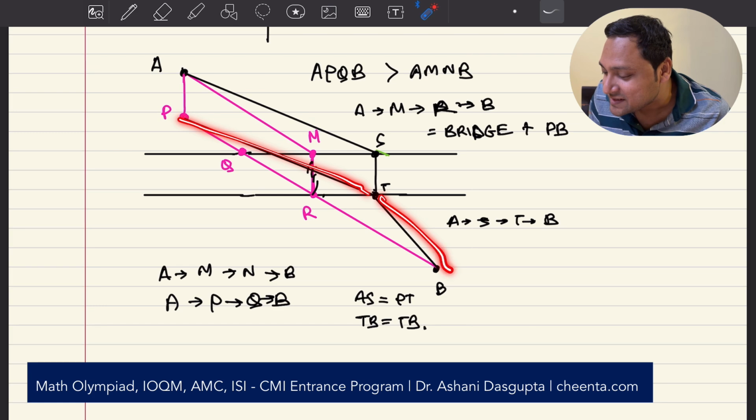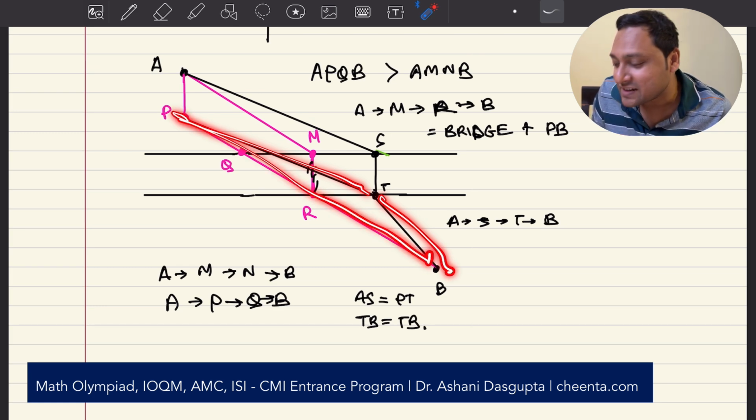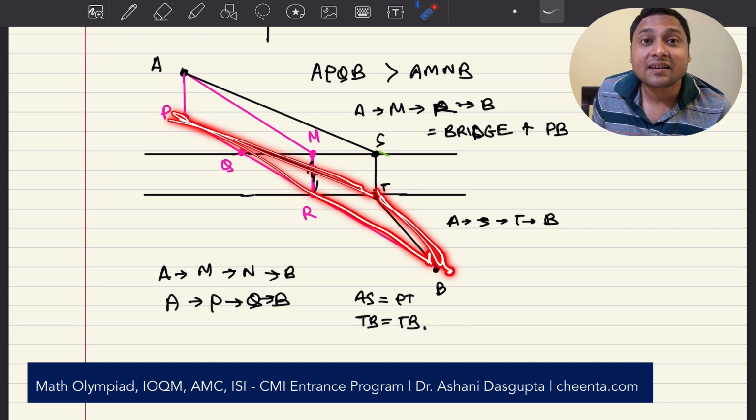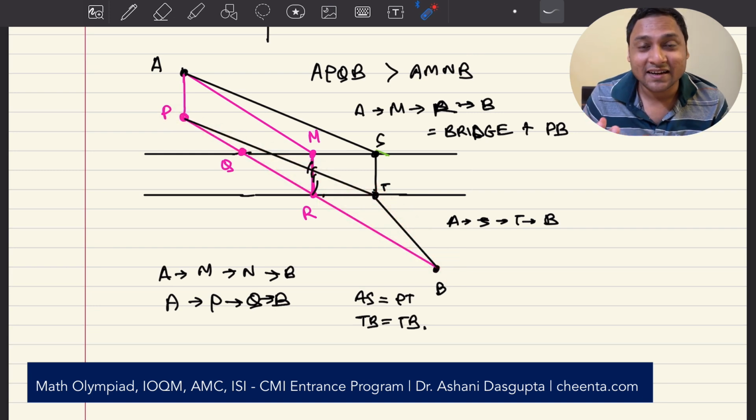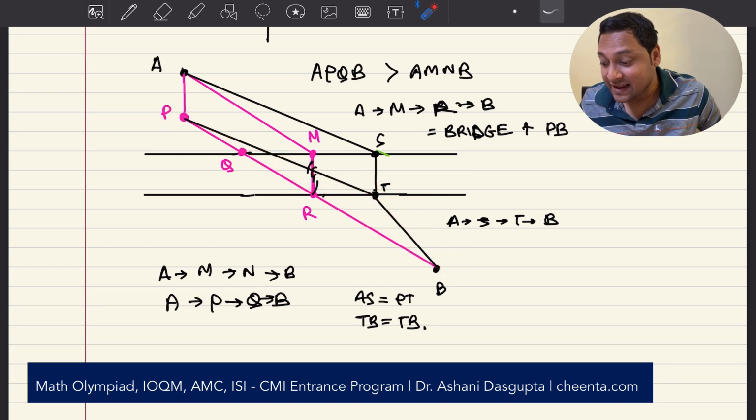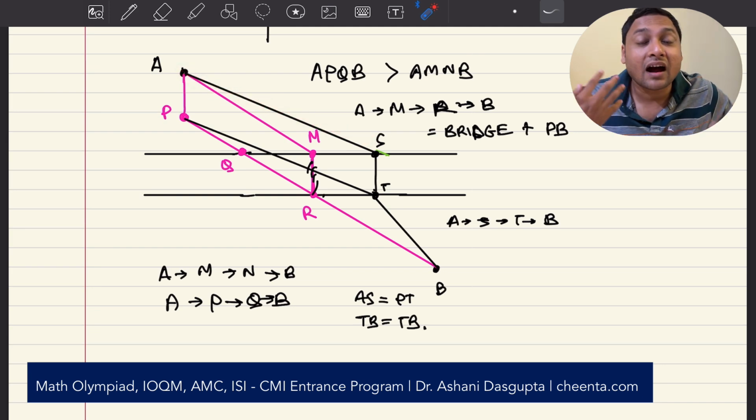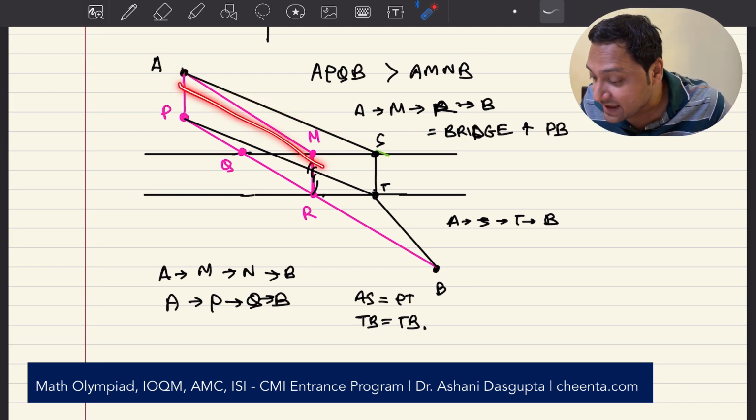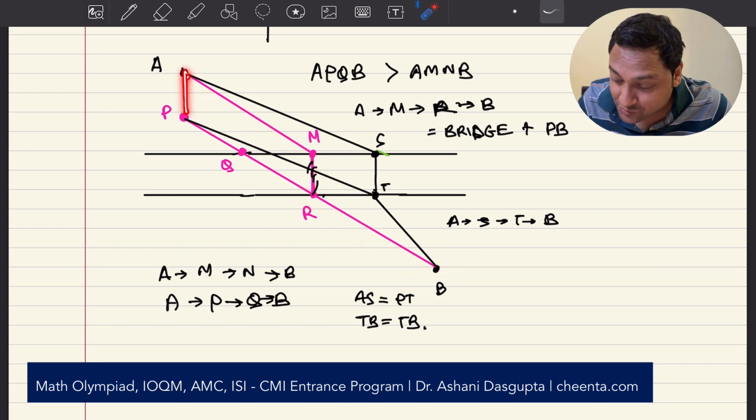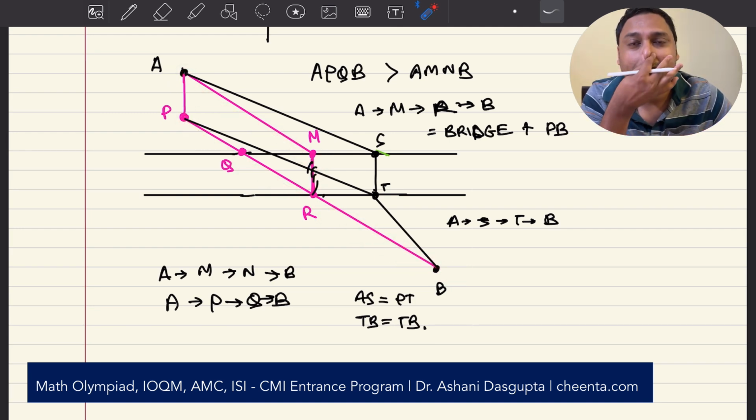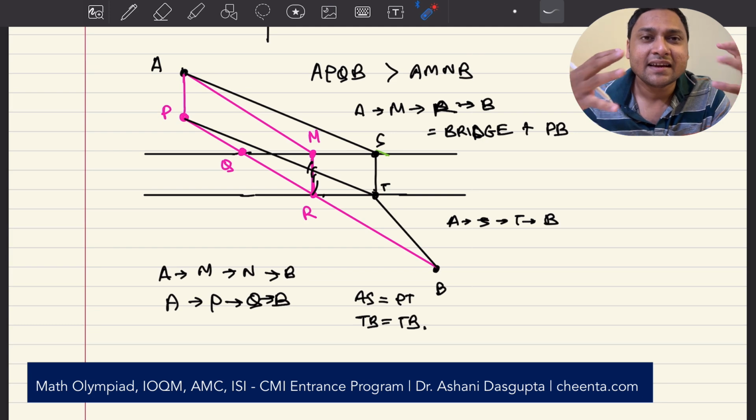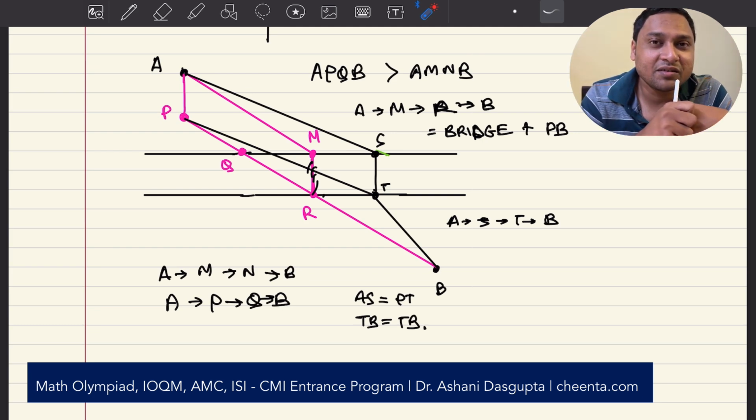But PT plus TB is definitely larger than PB, isn't it? PT plus TB is definitely larger than PB because of the triangle inequality. And that's it. We are done. We have proved that another path will be larger than AMRB, which is equal to the bridge plus PB. See how beautifully the idea of translation can be used to solve this particular problem.